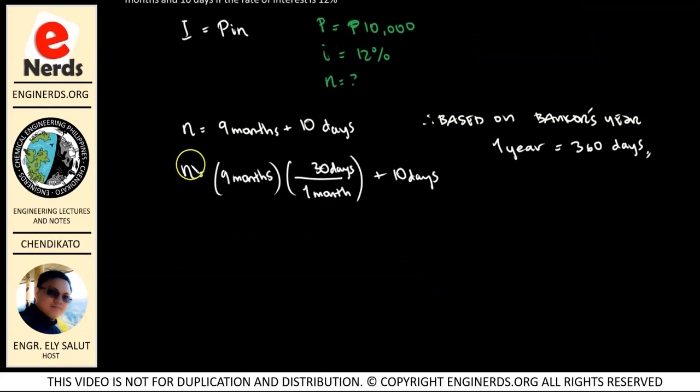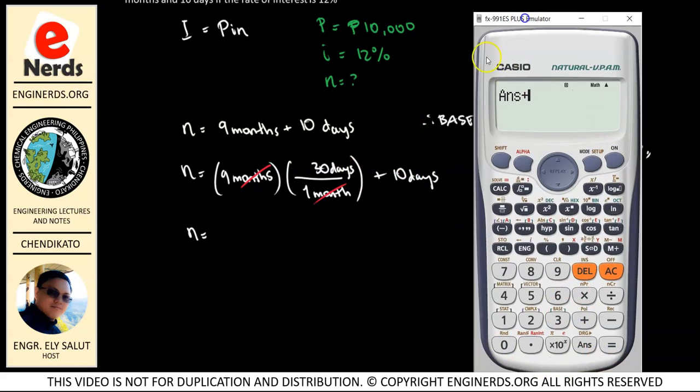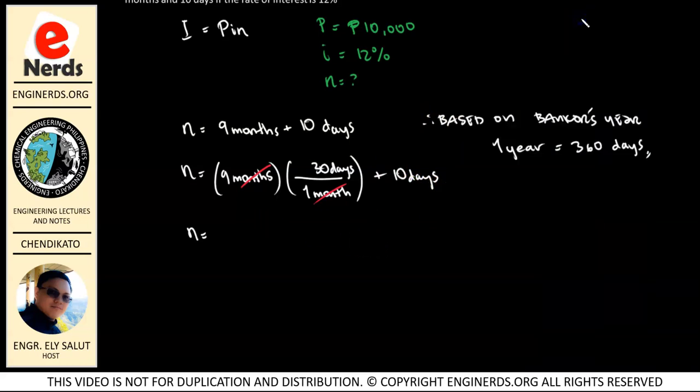Okay, so that means our N is equal to 9 times 30. Our months here will be cancelled out. Okay, so how many days yung ating magiging N? Okay, so we have here 9 times 30, 270 days plus 10 days. Itong ating 10 dito, we have to add this. We have to add 10 days. So, this is equal to 280 days, no? So, we have here 280 days.